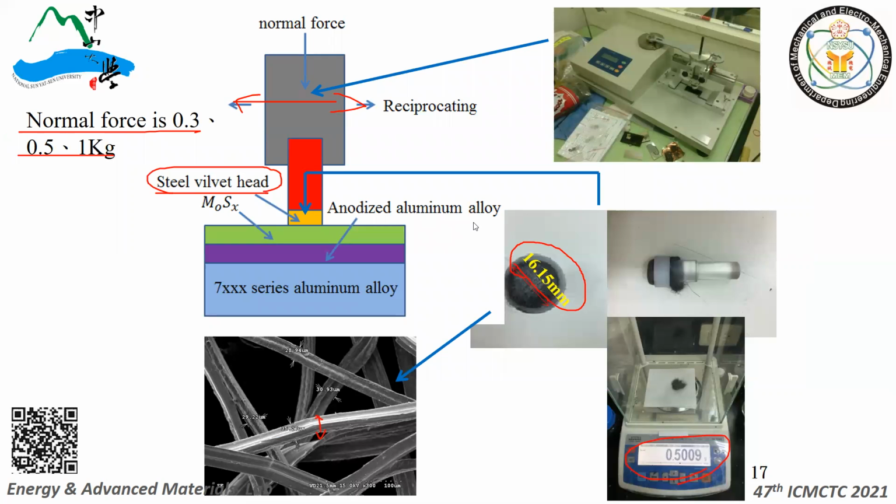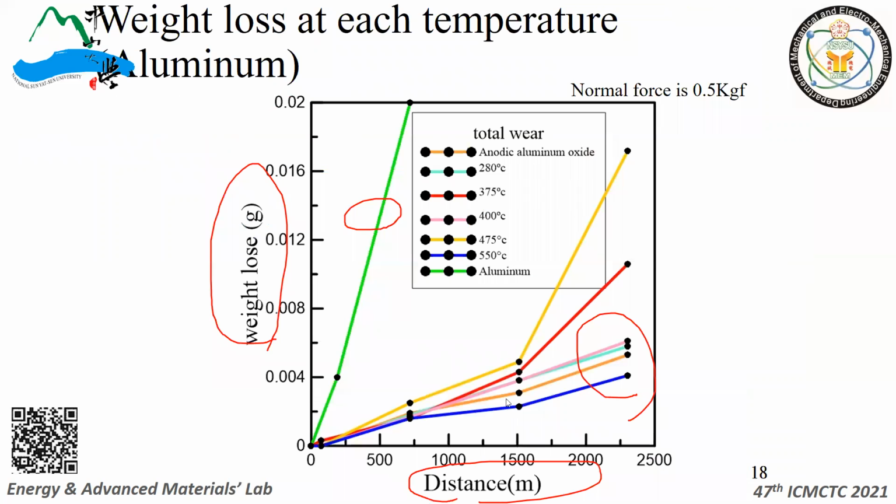For the mechanical test, the anti-wear test, we use a steel wire head, and the diameter of each wire fiber is about 30 microns. The head diameter is about 16 millimeters. We apply a normal force, and this head moves reciprocating at a constant speed. We convert this constant speed into distance. So we can see the result shows the pure aluminum metal.